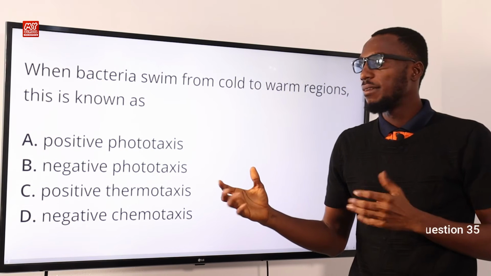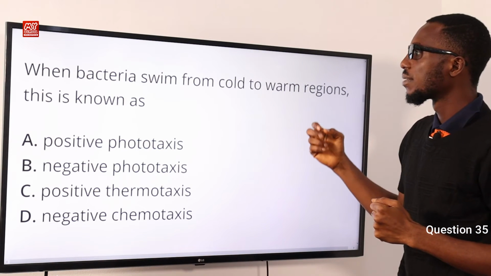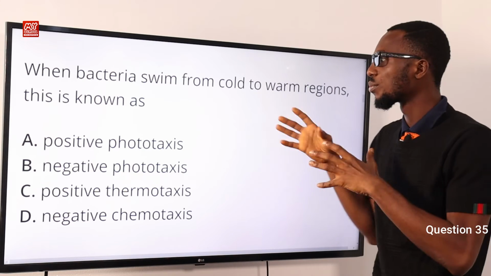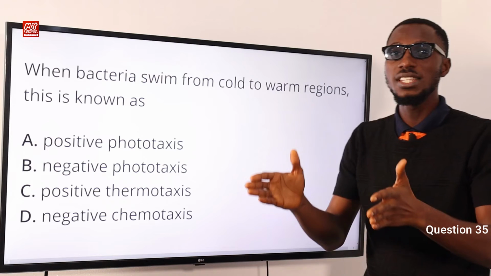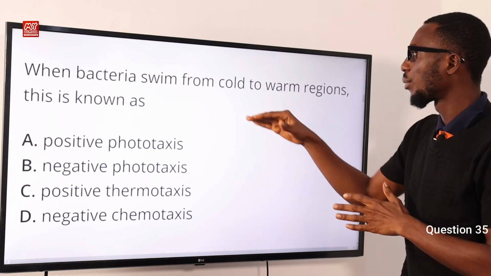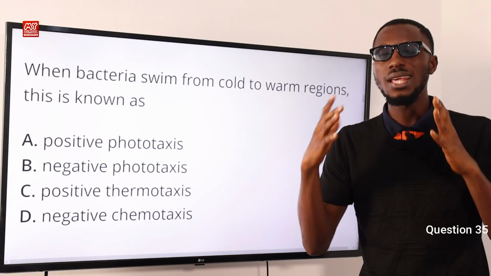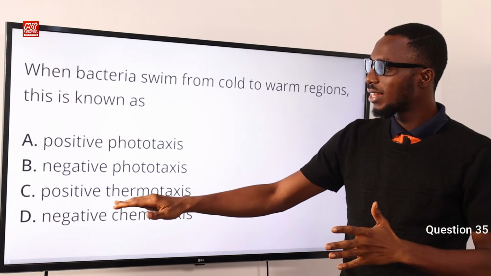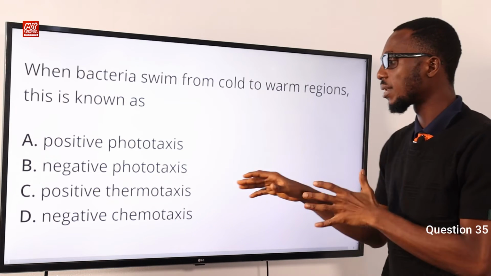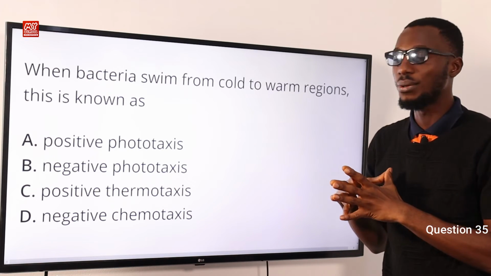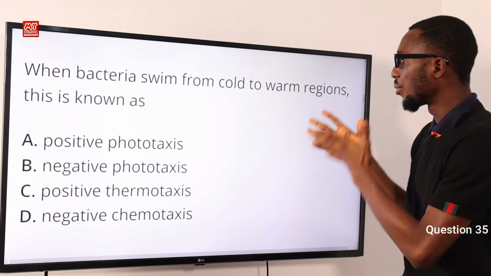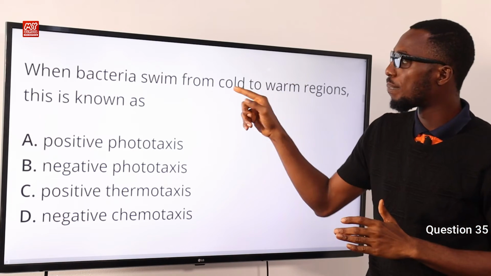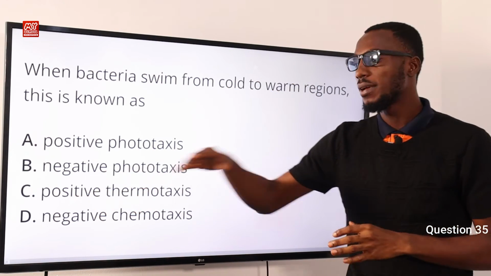Number 35. When bacteria swim from cold to warm regions, this is known as what? Swimming from cold to warm regions tells you this is a positive kind of movement, and cold to warm tells you about temperature difference. So you are talking about temperature. The correct option here is positive thermotaxis, movement towards a region where there is heat or that is warmer. If it is away from this warm region back to the cold region, that is negative thermotaxis.